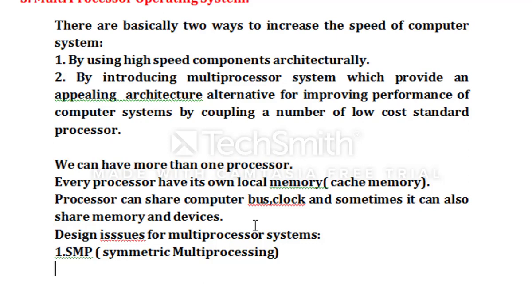In symmetric multiprocessing, each processor runs an identical copy of the operating system. Suppose we have four different systems, and every system has its own processor, so every processor requires an identical copy of the operating system. So we have four different copies of the operating system, because each processor needs its own operating system. Without an operating system, the processor will not understand how to take care of the processes. So SMP means symmetric multiprocessing system: each processor runs an identical copy of the operating system, and these copies communicate with one another as needed.